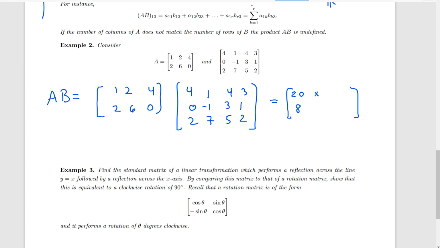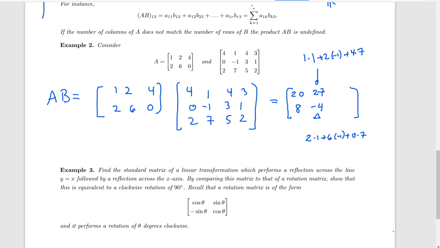So this entry here is what? This is going to be 1 times 1 plus 2 times minus 1 plus 4 times 7. So that's 28 minus 2, that's 26, plus 1, 27. And this guy here, that's the second row of A multiplied by the second column of B. So that's 2 times 1 plus 6 times minus 1 plus 0 times 7. So that's minus 6 plus 2, minus 4.